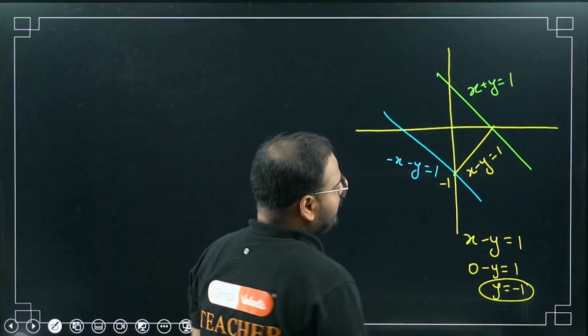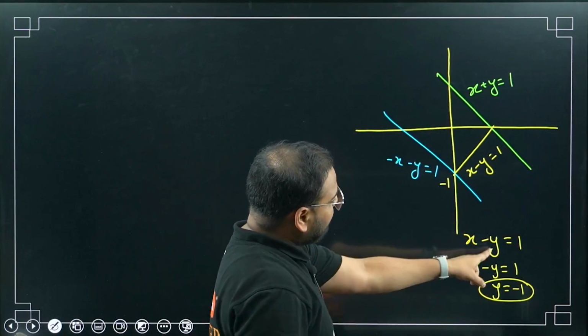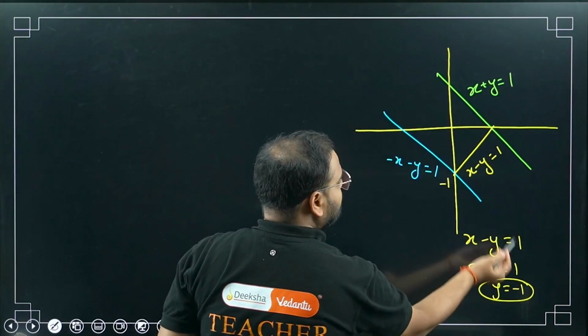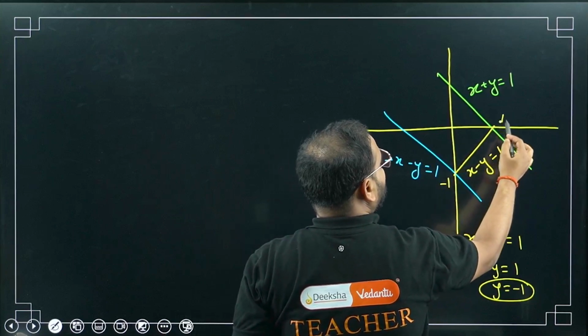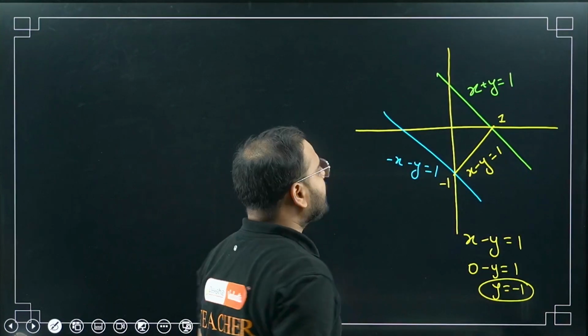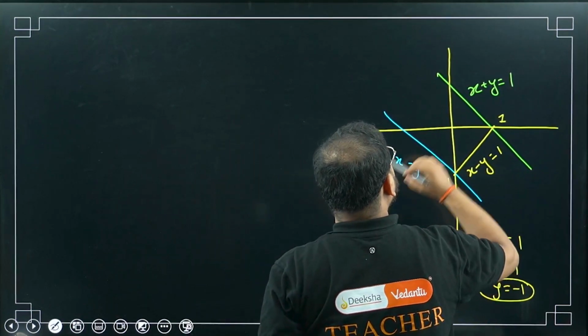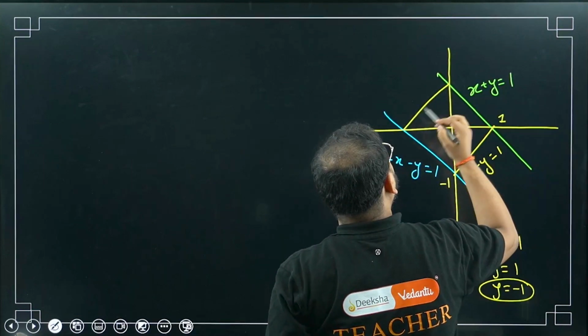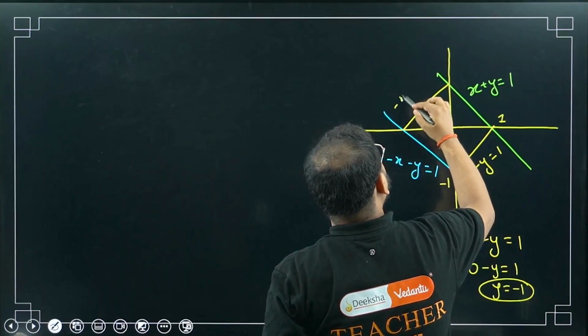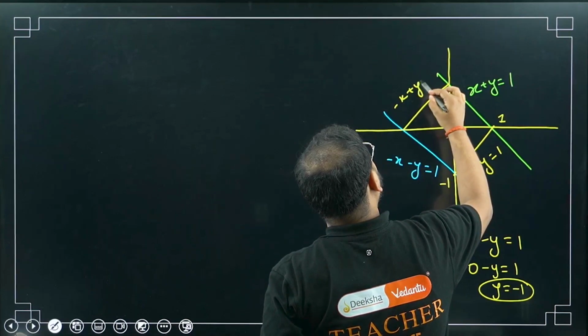Correct? And what about, what do you call? When y is 0, then this whole thing will be 0, and x equals 1 over here. The point is what? 1. Okay, now the other one will be simply like this. What is this line? Minus x plus y equals 1.